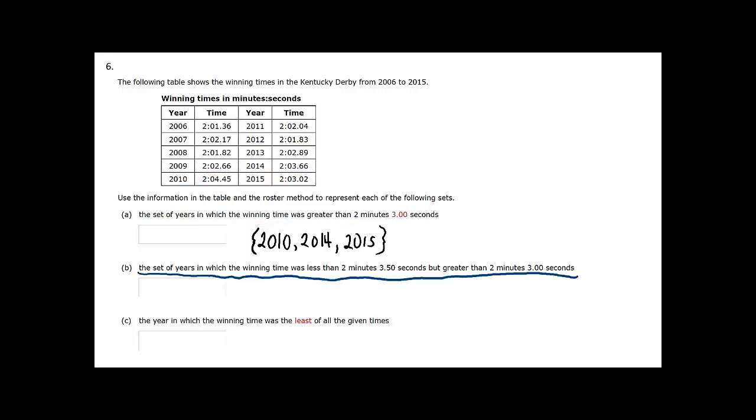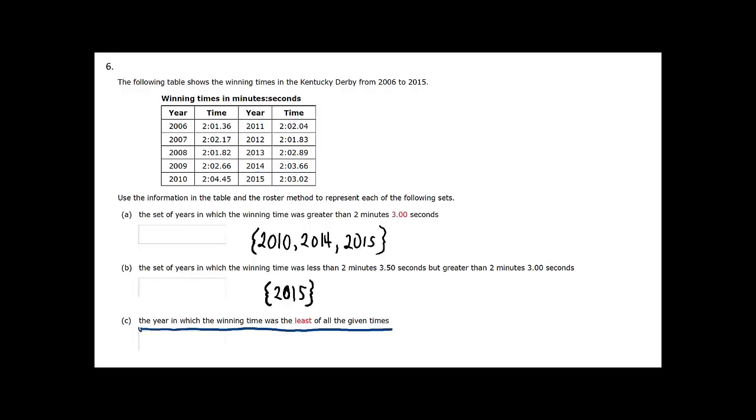B, the set of years in which the winning time was less than 2 minutes and 50 seconds, but greater than 2 minutes and 3 seconds. So you want to be above 2 minutes and 3 seconds, but below 2 minutes and 3.5 seconds. It's a very small range, and if you scan through there, there's only one year in which that happens, and that is the year 2015, which is 203.02.